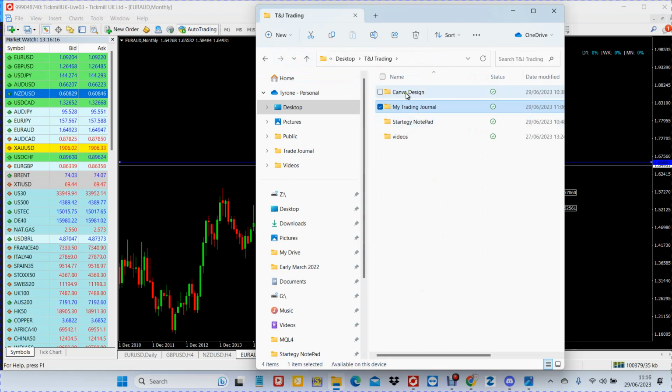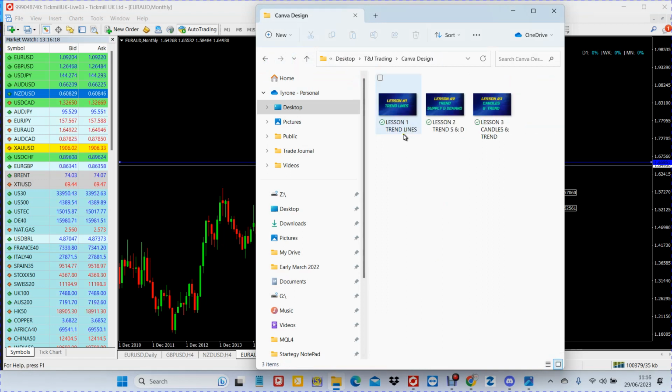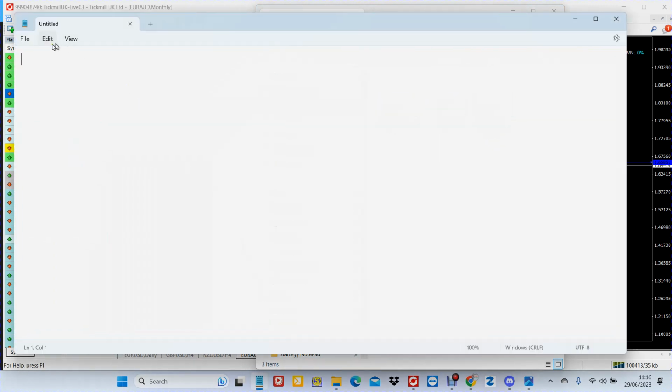The lessons that I've done so far, I'll just show you on the Canva design. Trend lines, which is the break really of the trend lines, but if you know what the break is, you know how to draw trend lines correctly, the way I do. Lesson 2 was the trend, supply and demand, and lesson 3 I've just posted is the candles and the trend. So the higher time frame candlestick, the lower time frame trend, whether it's a momentum or whether it is a trend structure.